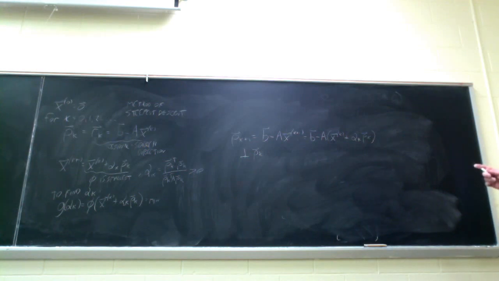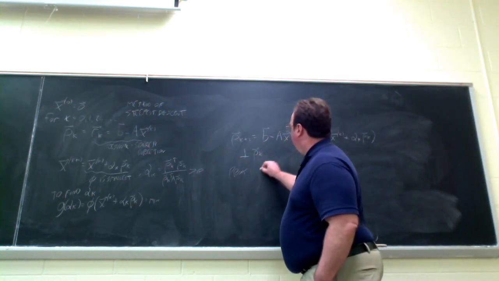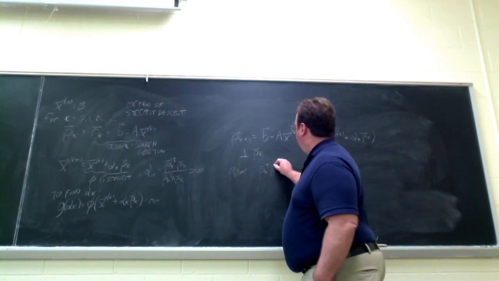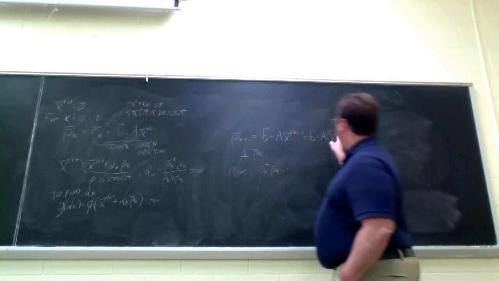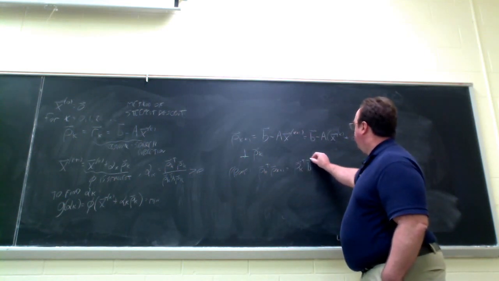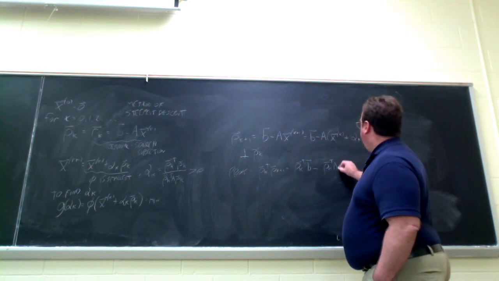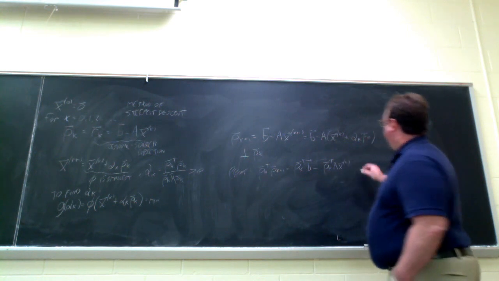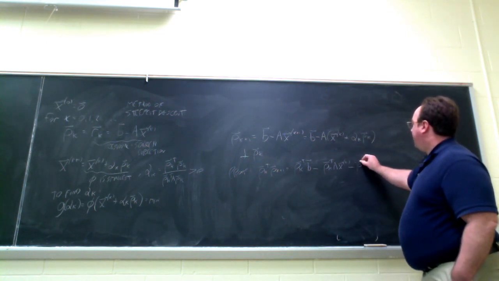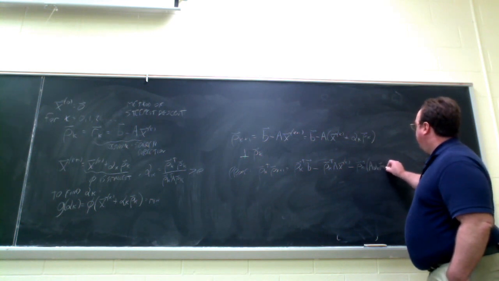So what we can do is go ahead and take the inner product of pk and pk plus 1. So to prove this, we look at pk transpose pk plus 1. So now write out what pk plus 1 is. So we have pk transpose b minus pk transpose A xk minus pk transpose A alpha k pk.